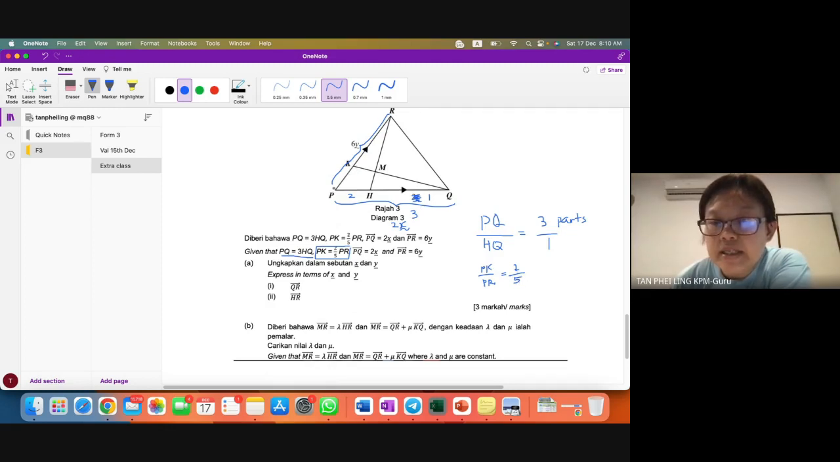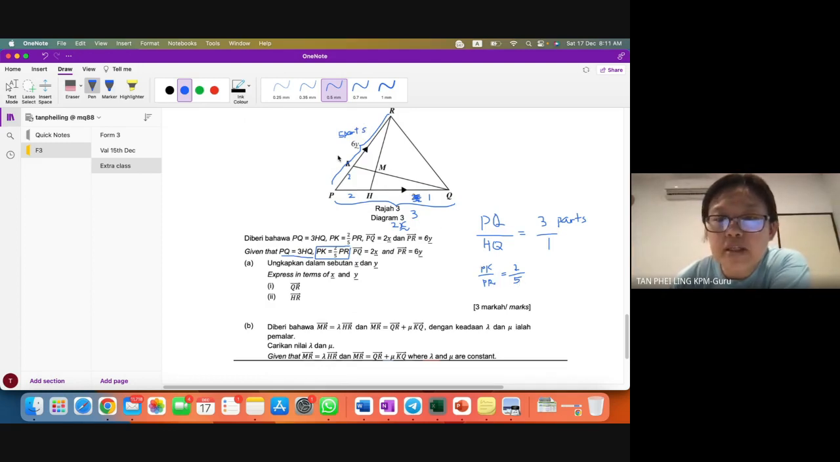PK is taking two parts. No, don't do it like that. Don't put it here. So PK is taking two parts. PR is taking 5 parts. So the 5y here is 5 parts, 6y here is 5 parts. Okay. Is that clear?